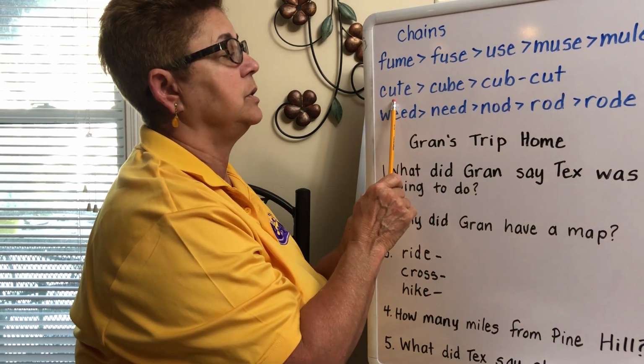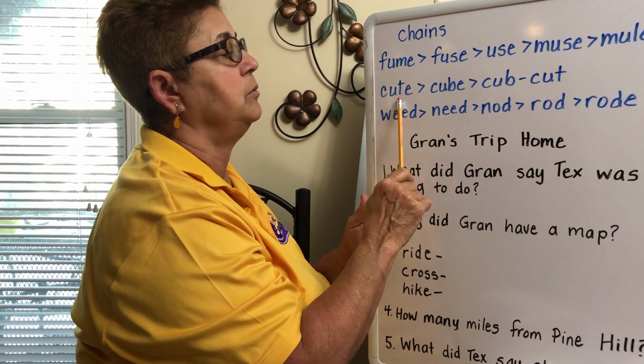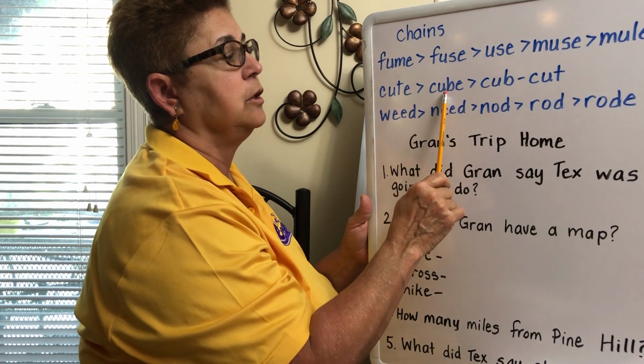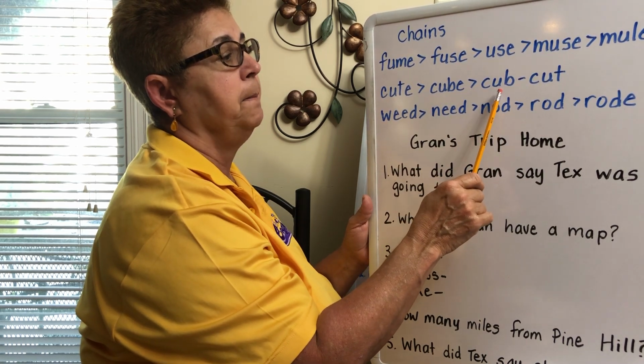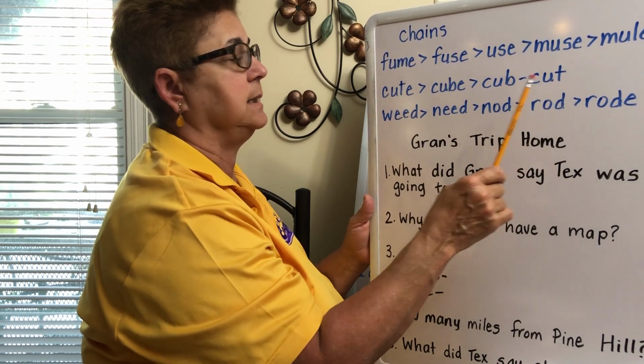Let's look at cute. If we change the T to a B, cute becomes cube. If we take off that E, cube becomes cub. And if we change the B to a T, cub becomes cut.